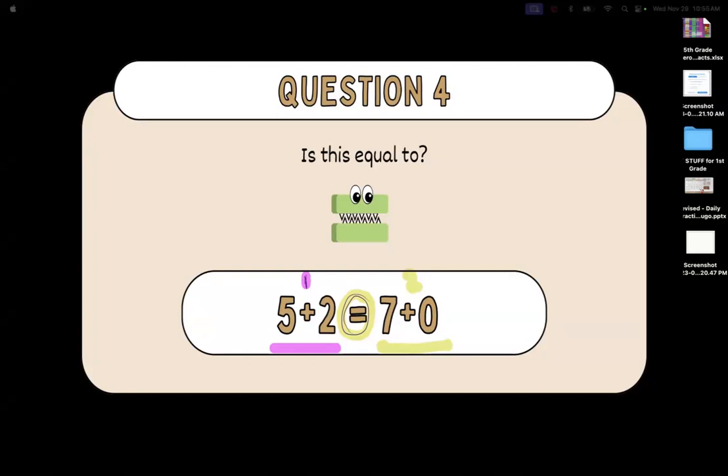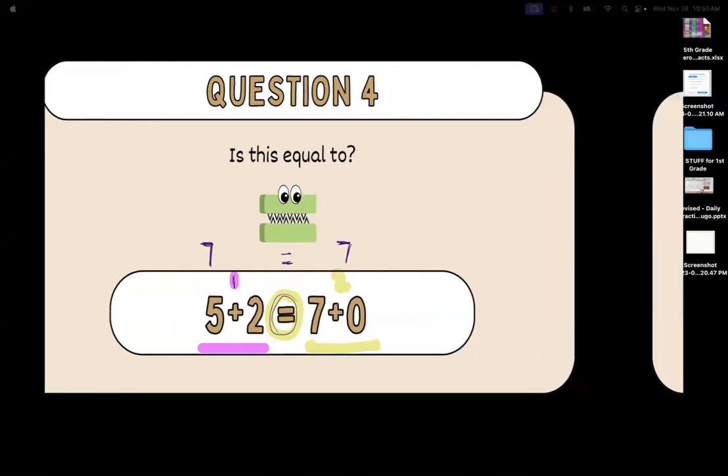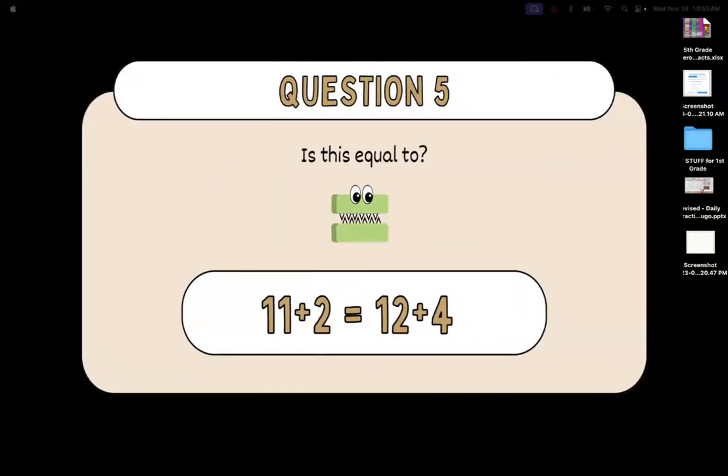They are equal because if you have 5, then add 2 more, it's 7. Then if you have 7 plus 0, it's still 7, so it's equal. So 7 is equal to 7. Good job. Okay, let's look at the next one. Ready? You have this first problem. And then you have to do the second problem. And then you have to decide if they're equal.